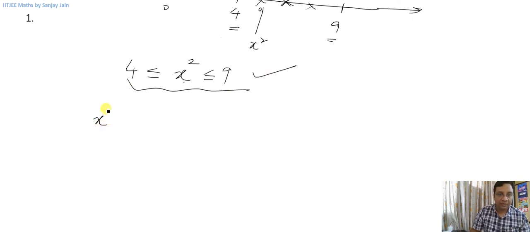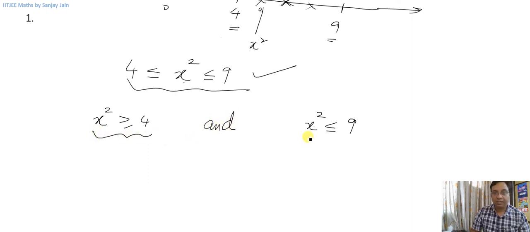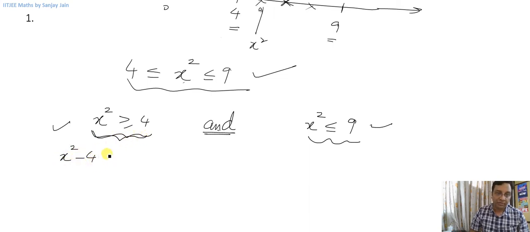I will separate it into two inequalities, x² ≥ 4 and x² ≤ 9. And what will be the final result? The final result will be the common part of this and this, because both of these should be satisfied simultaneously. x² should be between 4 and 9. So when I say x² is greater than or equal to 4, another way of saying it is x² - 4 is greater than or equal to 0.